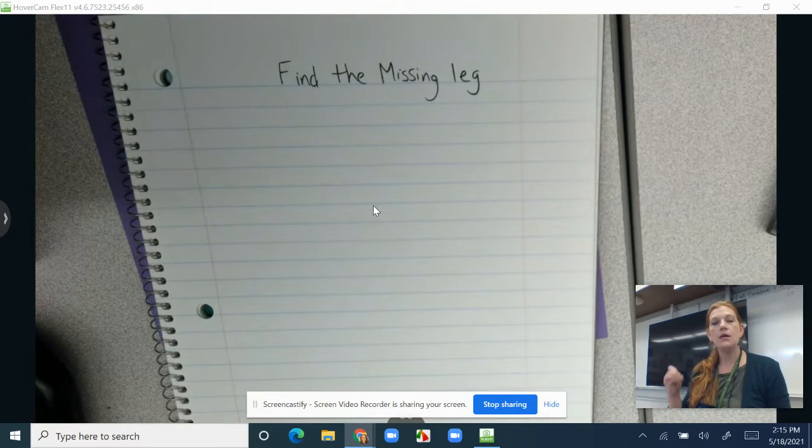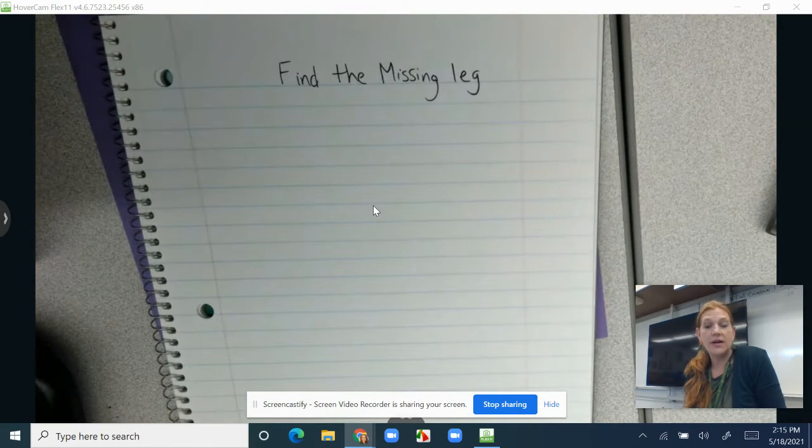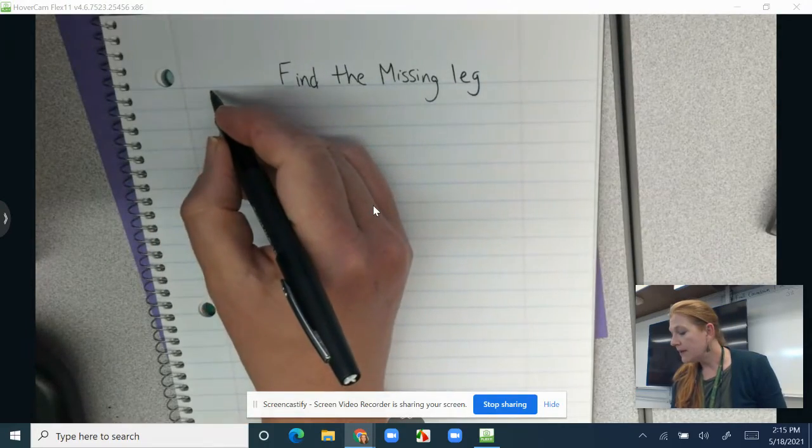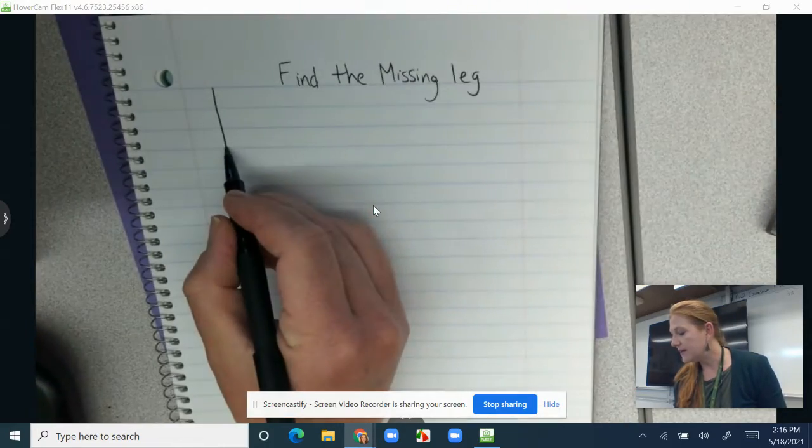So now again, we're assuming we've been given a right triangle because they're going to tell us it's a right triangle. And from there, we're going to find a missing leg. We will be practicing this today in class. But here we go. A reminder. Here's a right triangle.